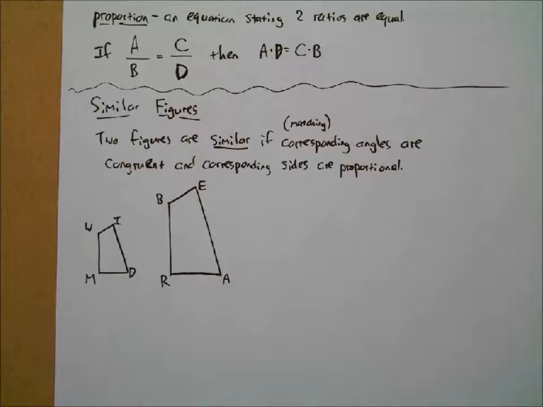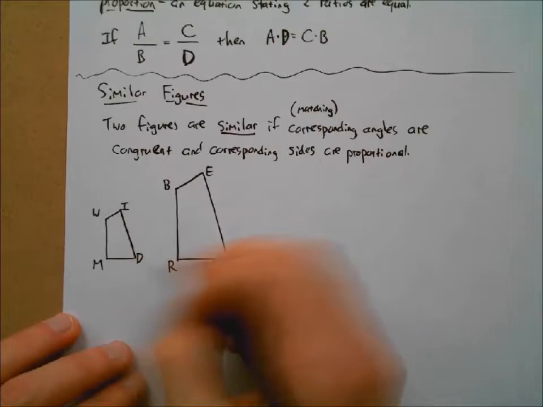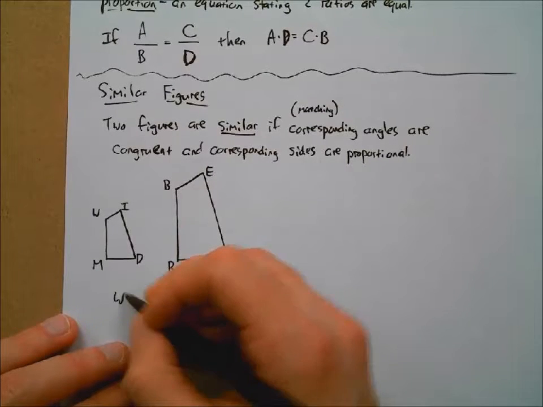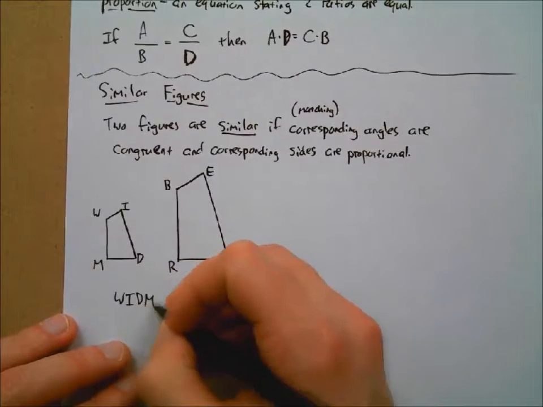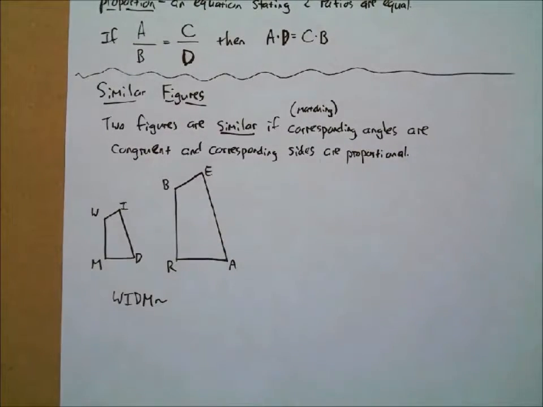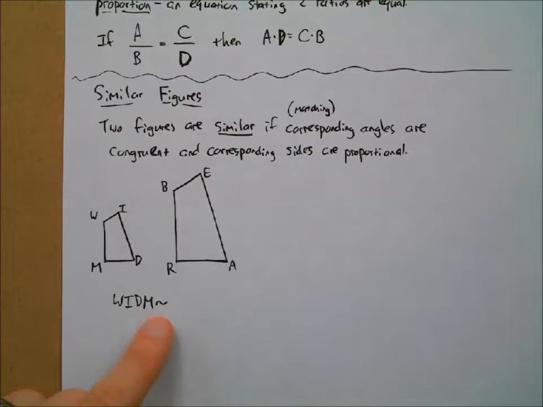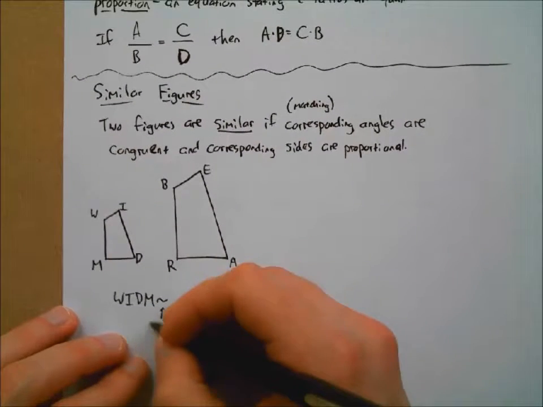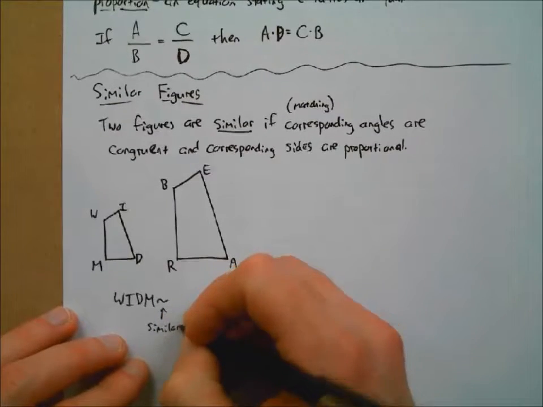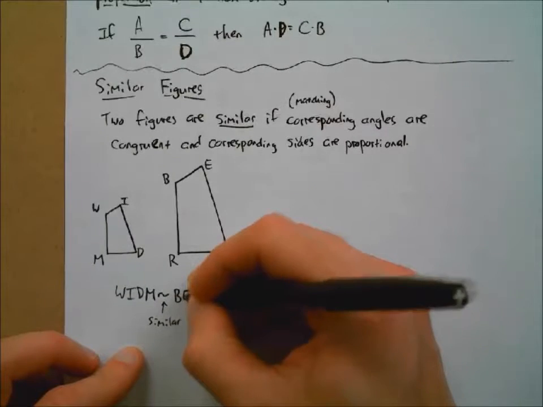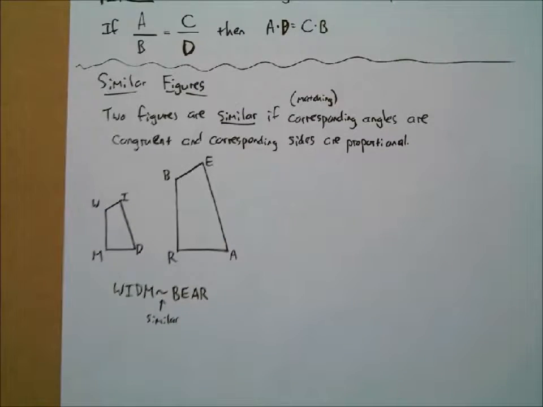And the statement to say that these two things are similar is to state that WIDM is similar to BEAR. Similar is that squiggle but no equal sign. So, similar to, and then the corresponding pieces would be BEAR. Okay?